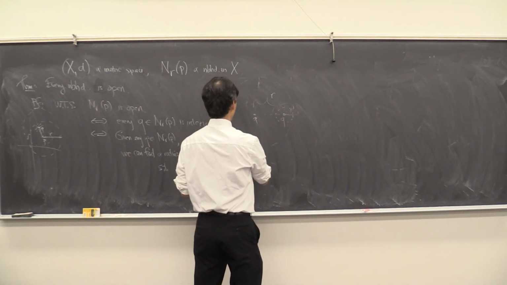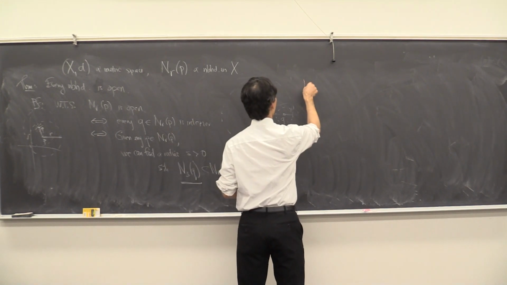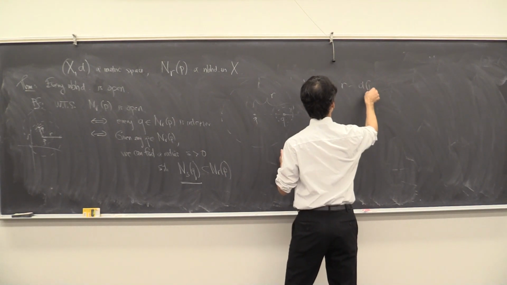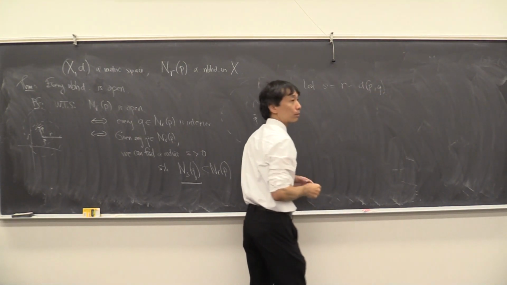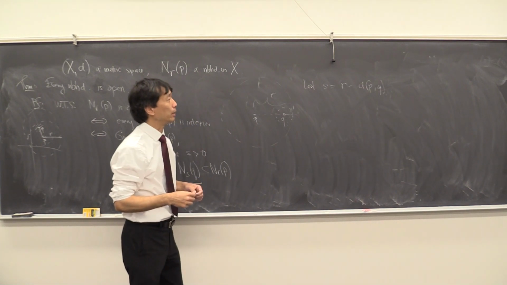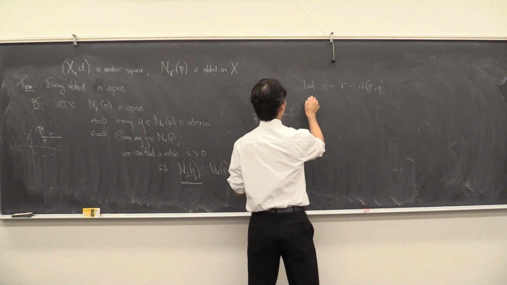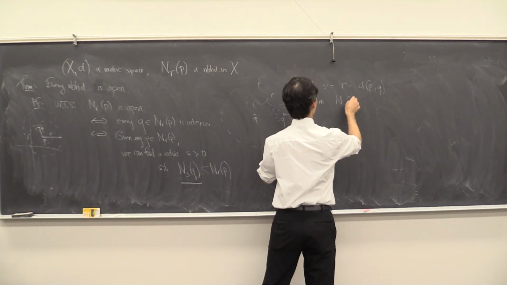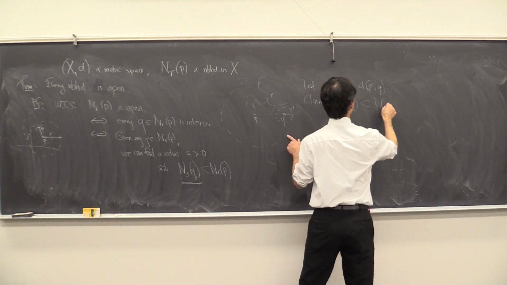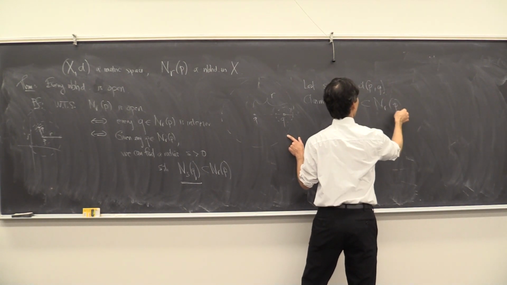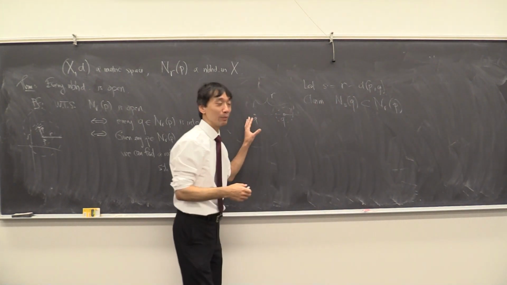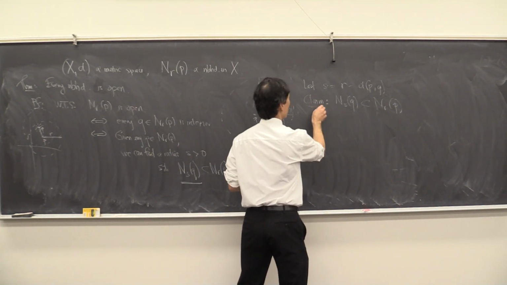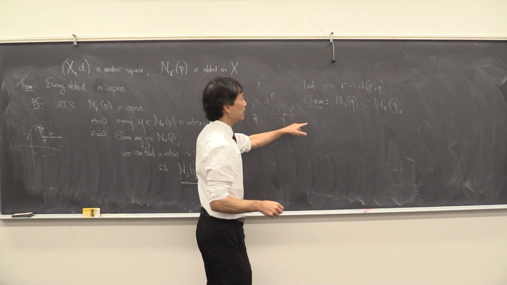So let S be the difference between R and the distance from P to Q. Now we're claiming that this thing is contained inside of this thing. We do have to prove that. The picture seems right, but let's make sure we can actually write this down, and claim that this thing actually is inside there.